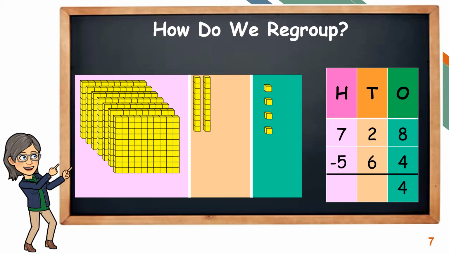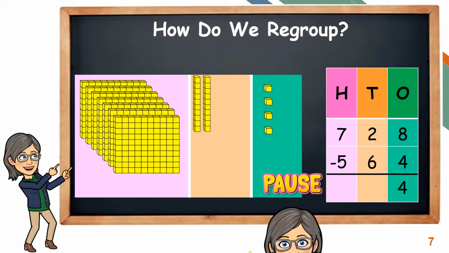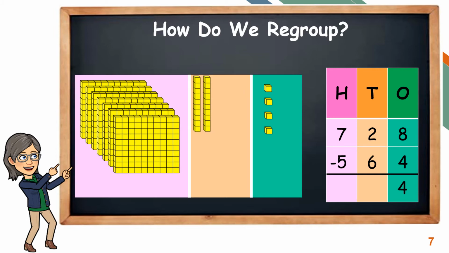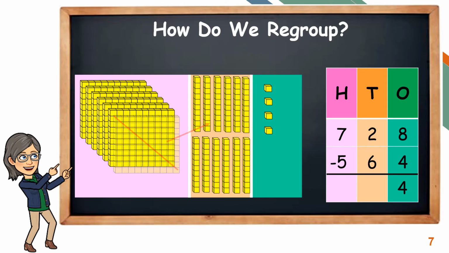Consider this question. How can we get more tens in the tens place? Here's a hint. Remember that 100 equals 10 tens. Pause the video and turn and talk to a partner. If you said that we need to regroup one of the 700s in 728 for 10 tens, you are right. We can trade one of the 700s for 10 tens. Then we can add the 10 tens to the 2 tens that are already there in 728.